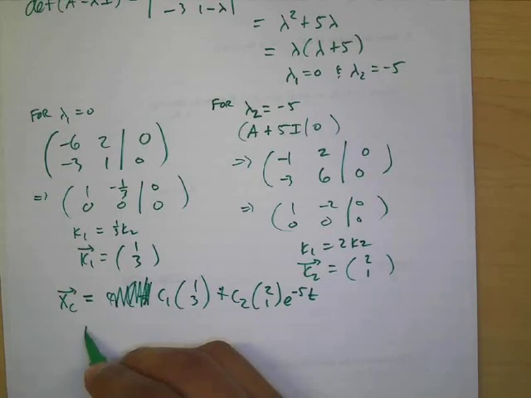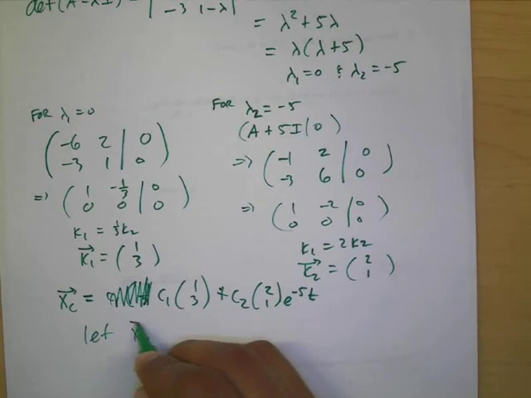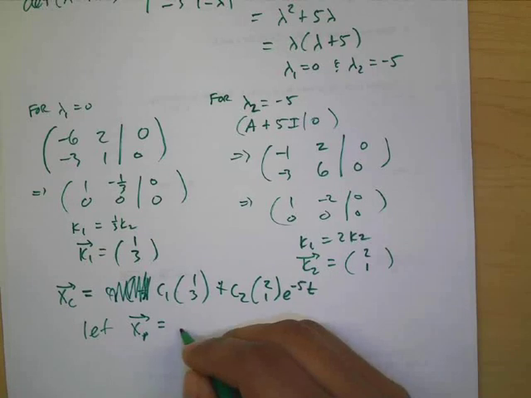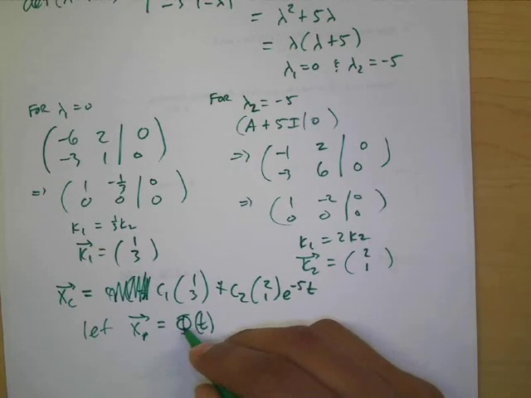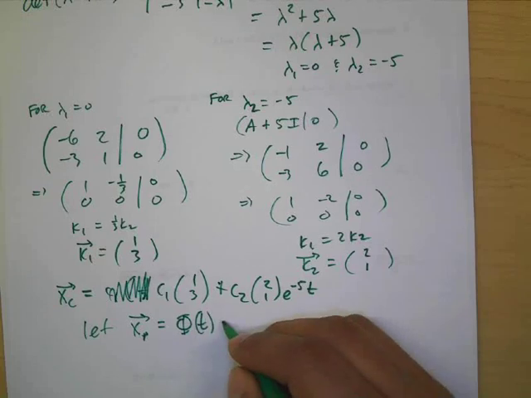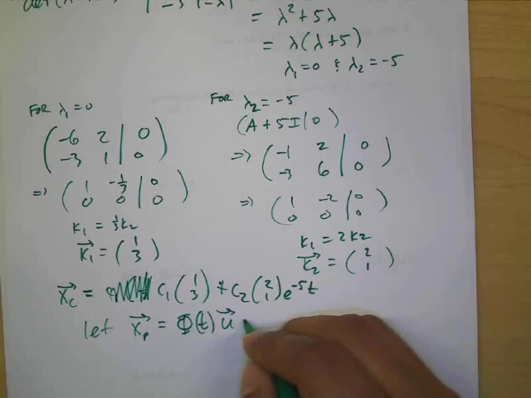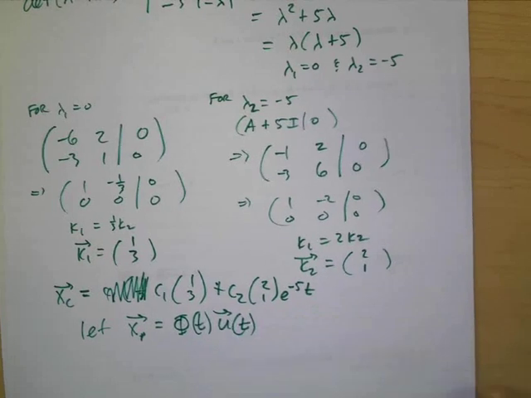And let's go ahead and find the particular solution. For the variation of parameters method, we're going to let the particular solution take the form of the fundamental matrix from this solution set times u of t. And we're going to have to find u of t.